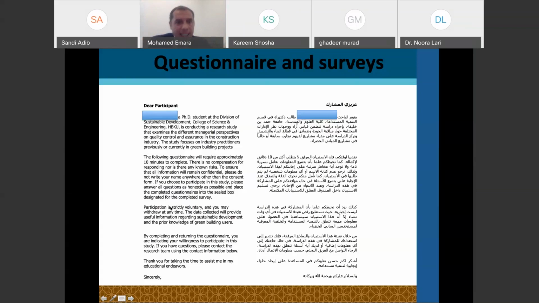Can you see here? Participation is strictly voluntary, and you may withdraw at any time. And the data collected will provide useful information regarding sustainable development and the prior knowledge of green building users. That's an example. The translation in Arabic is right there on the other side. This is a way that you can do it. In this way, you give the participant a summary of the most essential parts of his participation. This is a simple form because it's a simple questionnaire.